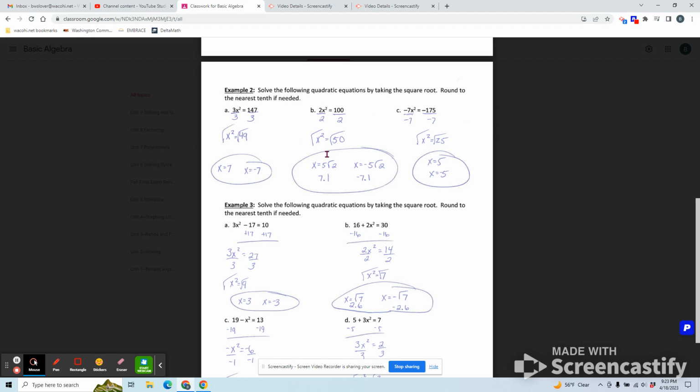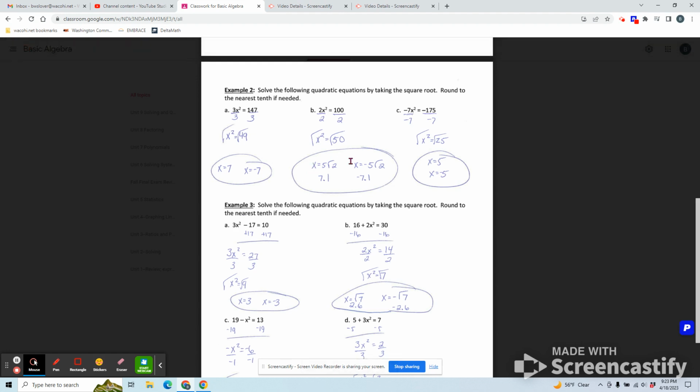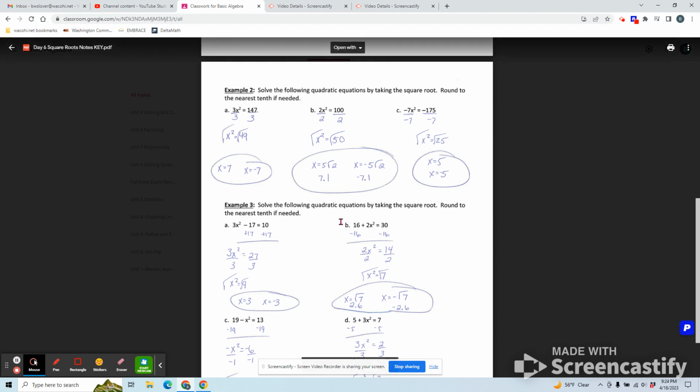Your calculator may spit out 5 root 2, or it may spit out 7.1. I don't care which one you have. So if your calculator spits out 5 root 2, there's your answer, along with negative 5 root 2. If you have a calculator that spits out a decimal, then just write 7.1 and negative 7.1. Doesn't matter. Letter C, very similar.